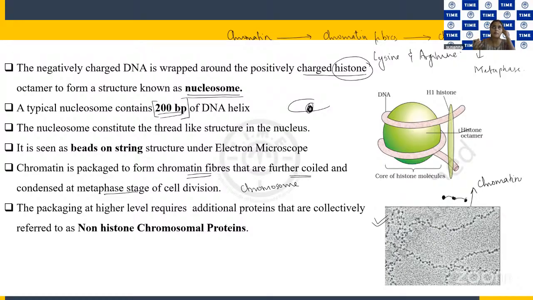Okay, so the packaging at a higher level, that is, at the level of the chromosome, will require additional proteins other than histone molecules, and they are commonly referred to as non-histone chromosomal proteins, or NHC proteins, if they need to be additionally wound.